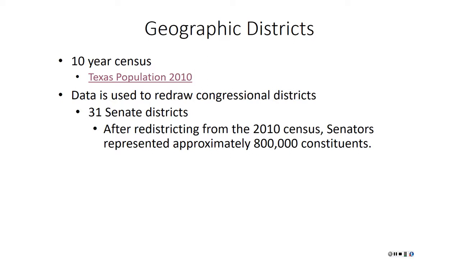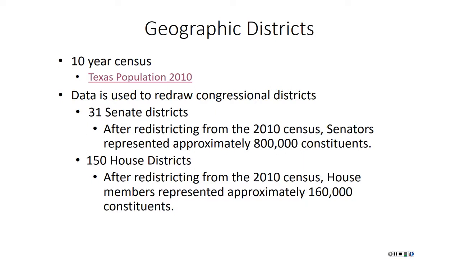After the 2010 census, after redistricting, we redrew these districts to make them even. Each senator represented approximately 800,000 people. Each senator represented approximately 800,000 constituents. 150 House members. Each member represented approximately 160,000 constituents. They represented approximately 160,000 people.